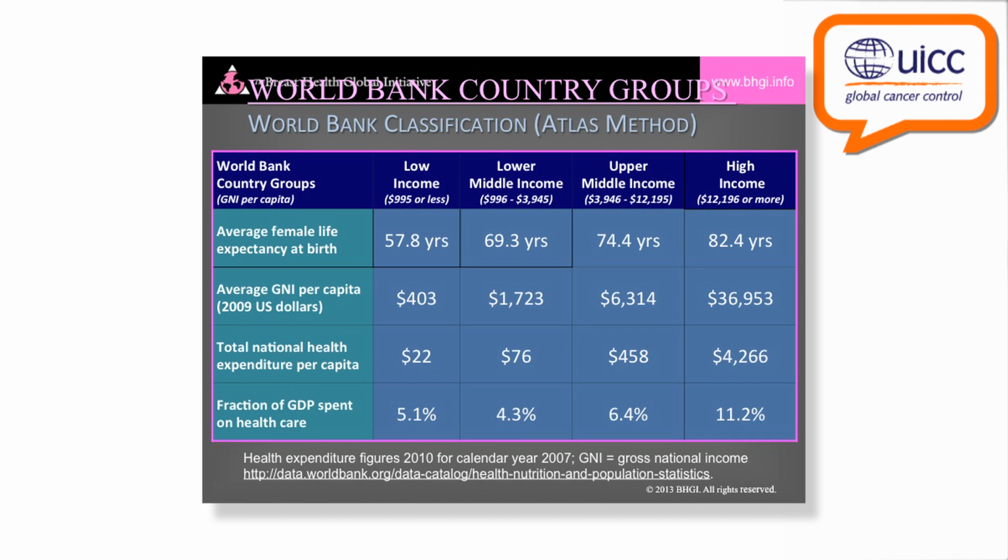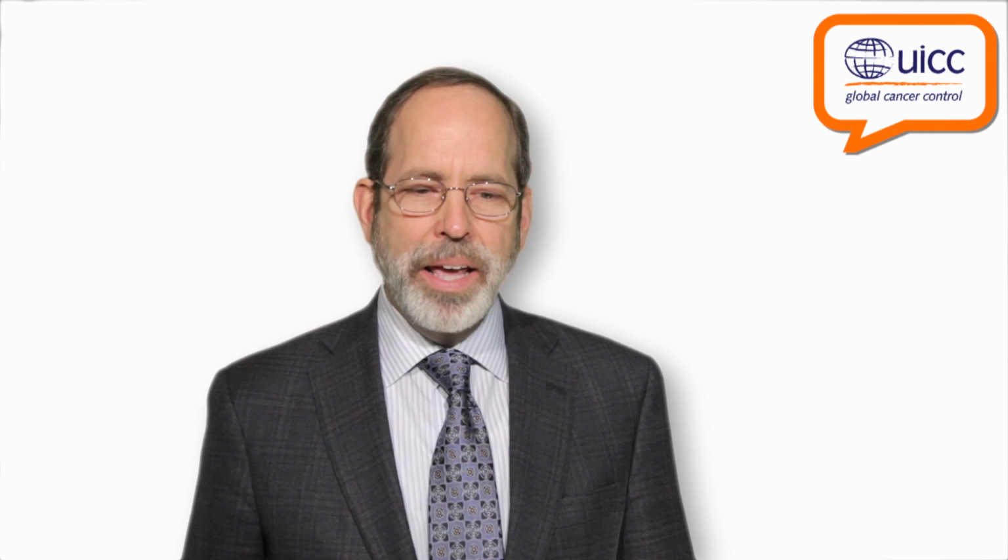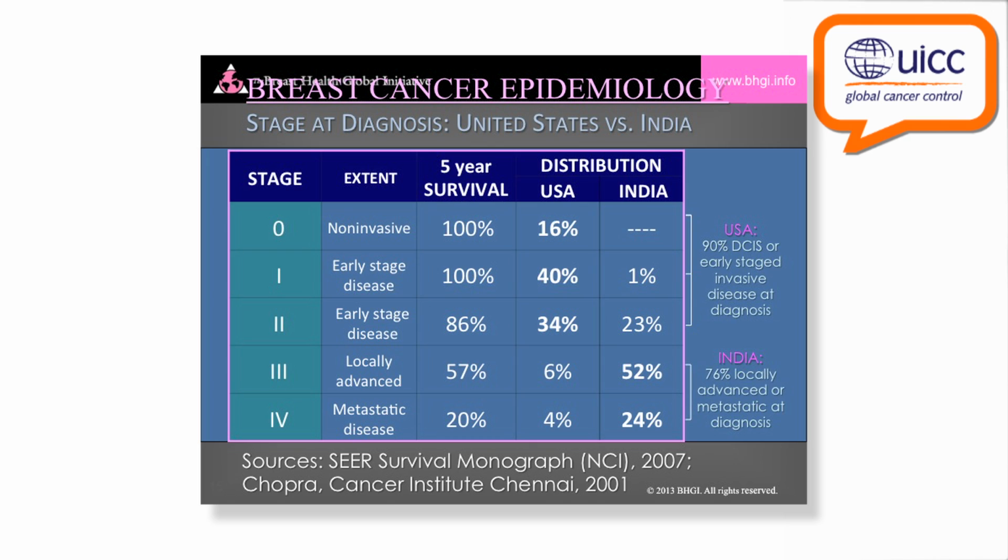Indeed, the discrepancy is great, where in low-income countries, only $22 per person per year is spent on health care. And in contrast to lower middle, upper middle, and high-income countries, where a much larger amount of funding is available and spent. And so we have to consider adapted approaches that are realistic.